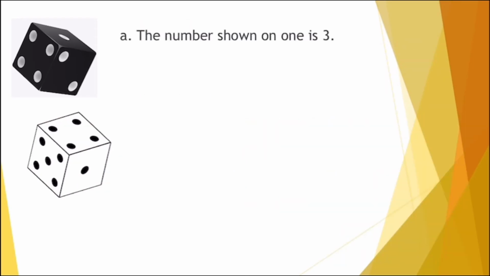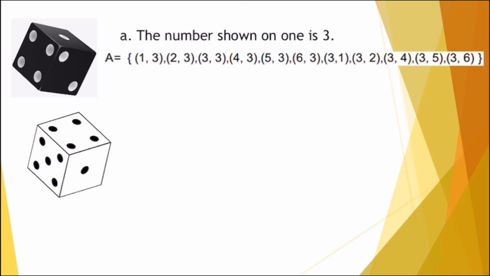Now, for letter A, the number shown on one of the dice is 3. The elements of the event A are 1 and 3, 2 and 3, 3 and 3, 4 and 3, 5 and 3, 6 and 3, 3 and 1, 3 and 2, 3 and 4, 3 and 5, and 3 and 6.